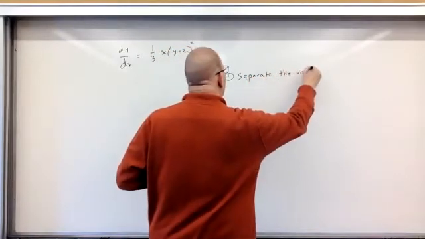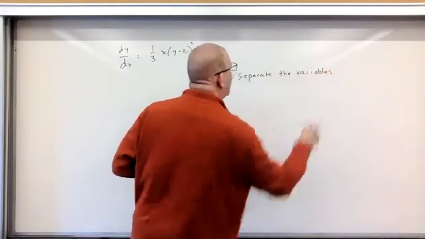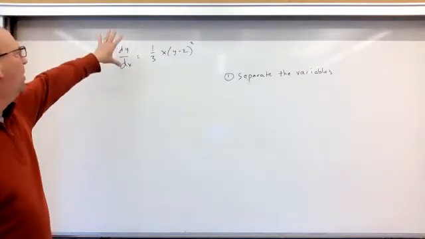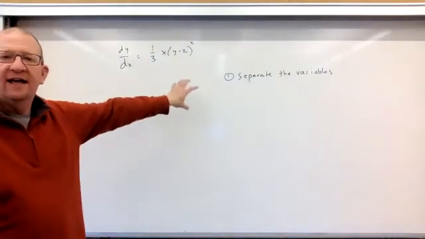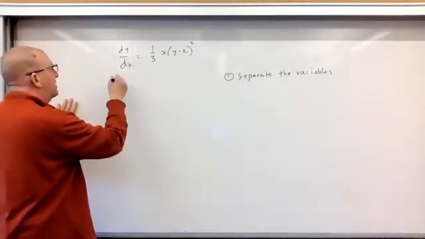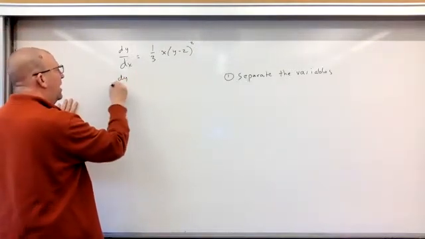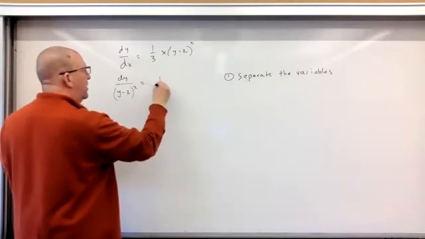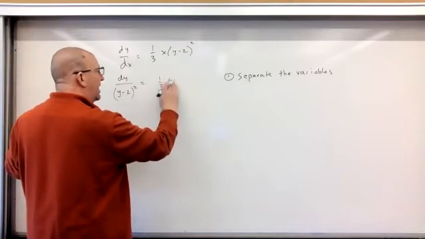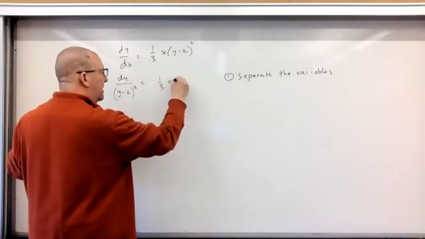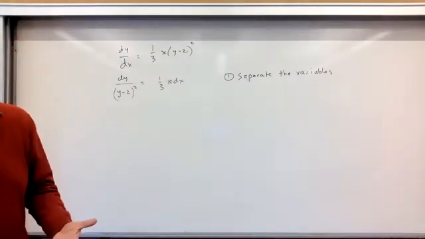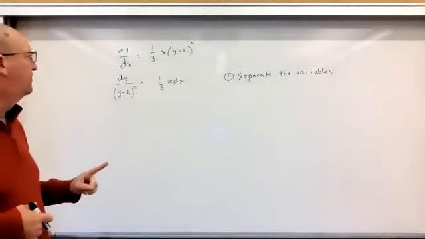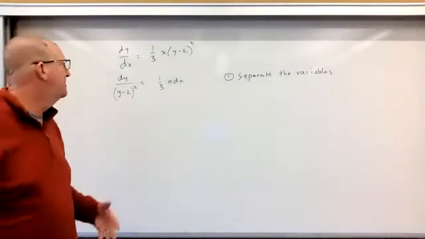And I feel like we've talked about this before earlier this year. But we want to separate the variables. That means I want my y's and dy's on one side, x's and dx's on the other. So let's do that here. It looks like I'm going to have dy over (y minus 2) squared equals 1/3 x dx. Okay, good. That's going to be a point. That will be 1 point for all these problems. They're all worth about 5 points.